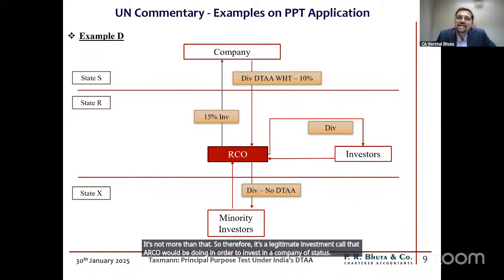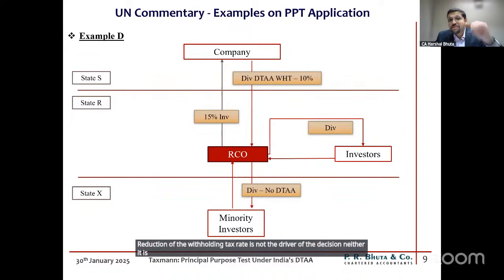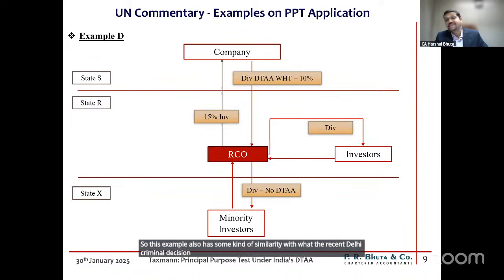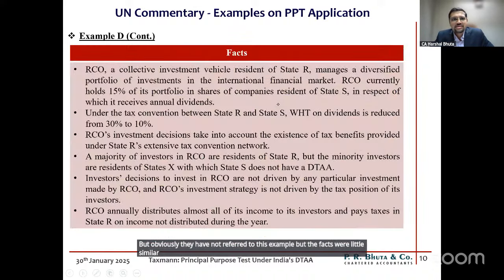Reduction of the withholding tax rate is not the driver of the decision, neither is it one of the principal purposes for investment. The principal purpose is getting returns. So this example also has some similarity with what the recent Delhi Tribunal decision in the case of SCOV has deliberated on. Obviously, they have not referred to this example, but the facts were a little similar in this case.